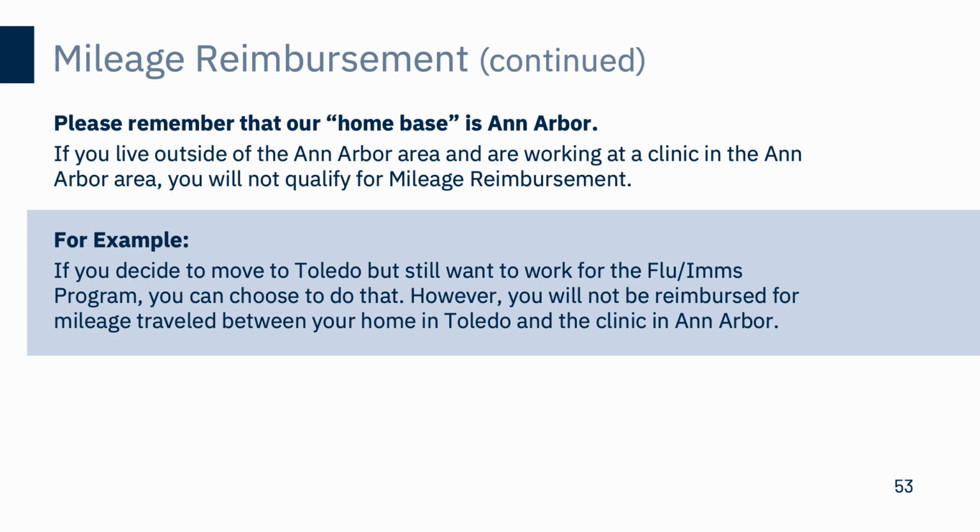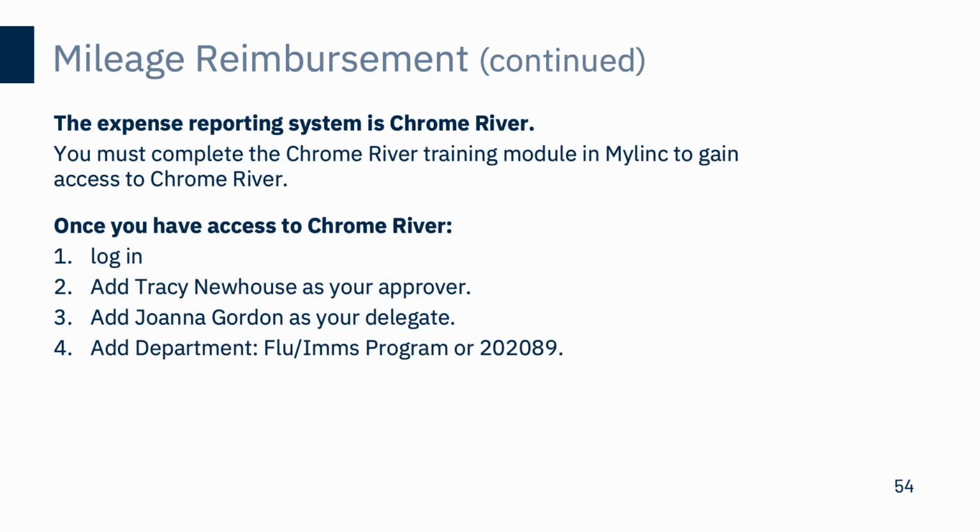Please remember that our home base is Ann Arbor. If you live outside of the Ann Arbor area and are working at a clinic in the Ann Arbor area, you will not qualify for mileage reimbursement. For example, if you decide to move to Toledo, but still want to work for the FLUIMS program, you can choose to do that. However, you will not be reimbursed for mileage traveled between your home in Toledo and the clinic in Ann Arbor. The expense reporting system is Chrome River.